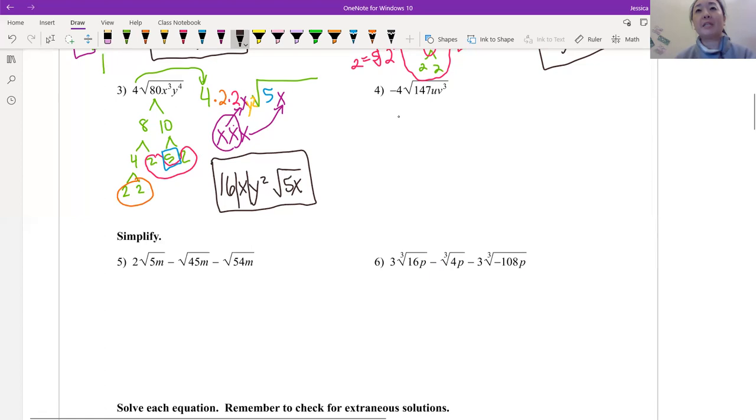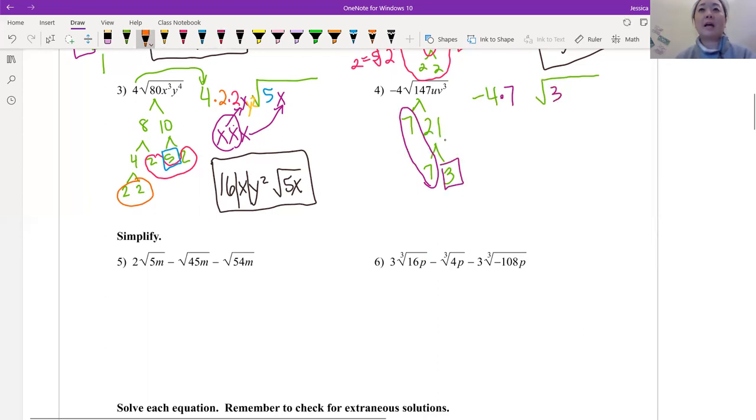And number 4 is going to be, let's see here. Got my square root right out here, -4. And we're gonna have 147. So that's gonna be 7 for sure, right? 7 goes into 14 2 times, 7 goes into 7 once. And that's gonna be, what goes into 21? 7 and 3. All right. So we got our 1 square root, so that's gonna be 7. Then our leftover right here is gonna be 3.